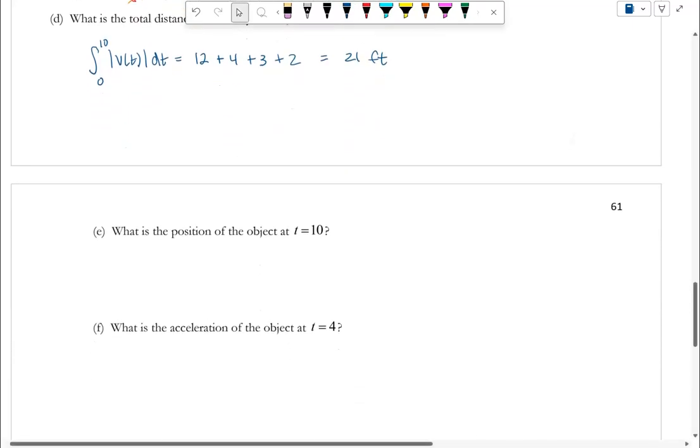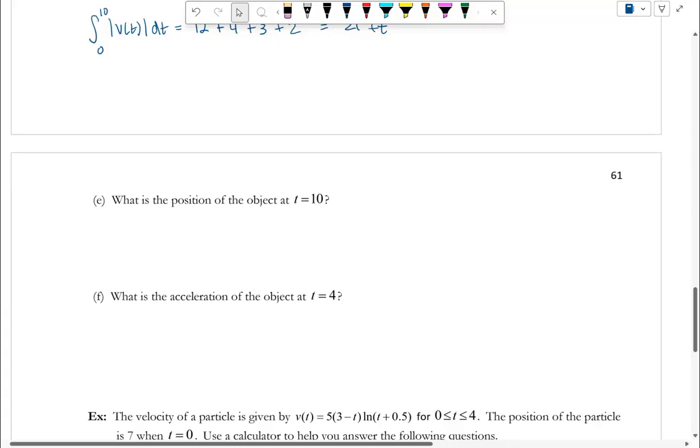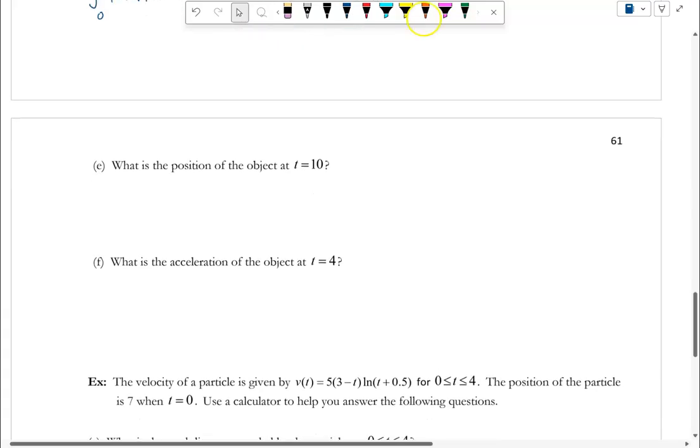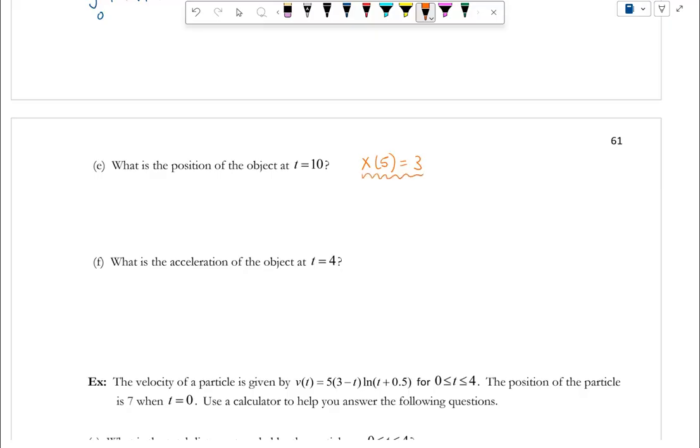In part E, we're asked, what is the position of the object at t equals 10? So this is asking us for a specific position, and it's now important that we recall that we were given, and AP usually doesn't give us information we don't need, it's important that we were told the position at t equals 5 is 3. Because to find my future position, I want to start at the position that I know, which is my position at t equals 5, which is 3, and I want to add to that my displacement from 5 to, in this case, 10. So from t equals 5 to t equals whatever.